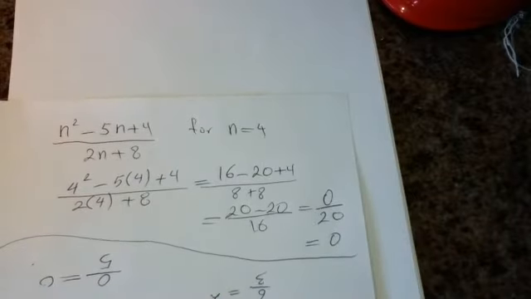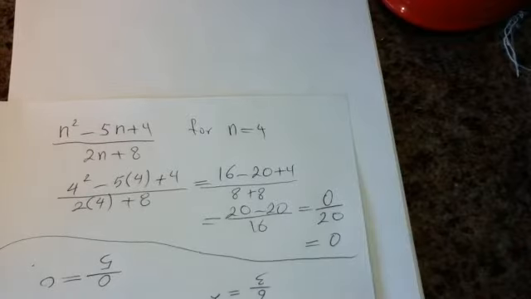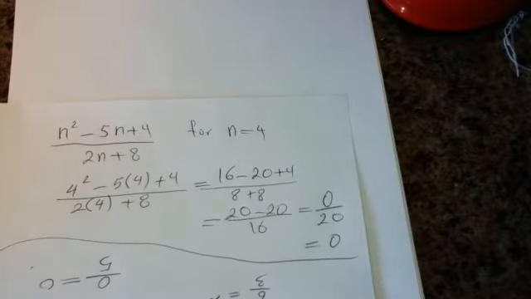So what we learned here is any number divided by 0 is undefined. 0 divided by any number is 0. Again, apply your calculator to verify that.